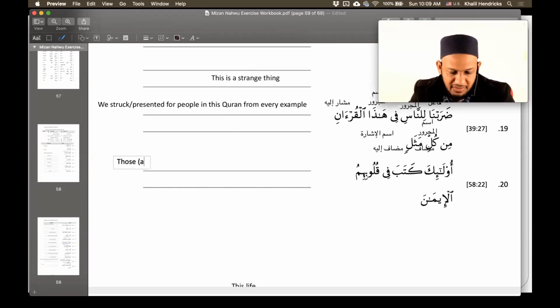Okay, I'll put brackets here because that's our rule. But then he wrote. Then fi is a harful jar. Qulubihim. And then qulub is hearts, but then there's a him, so I would say maybe their hearts. Iman is faith. Al-Iman. Yeah.